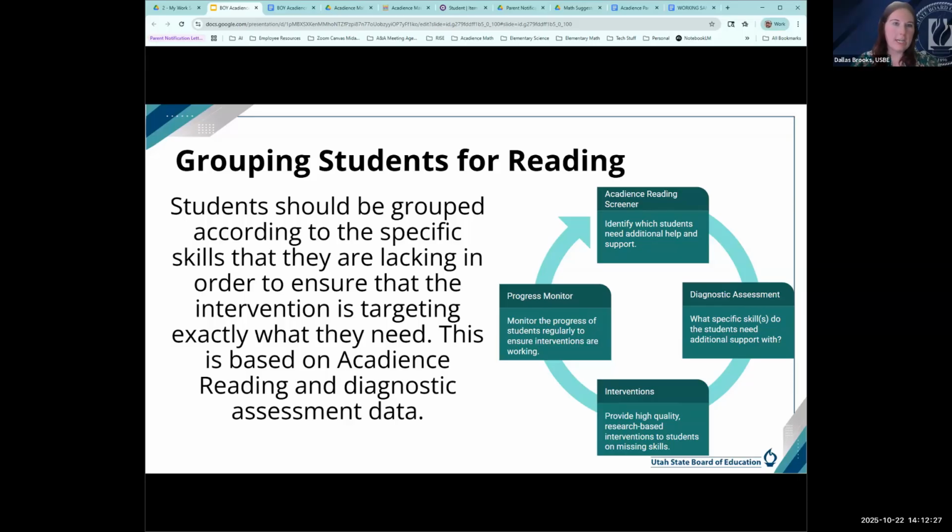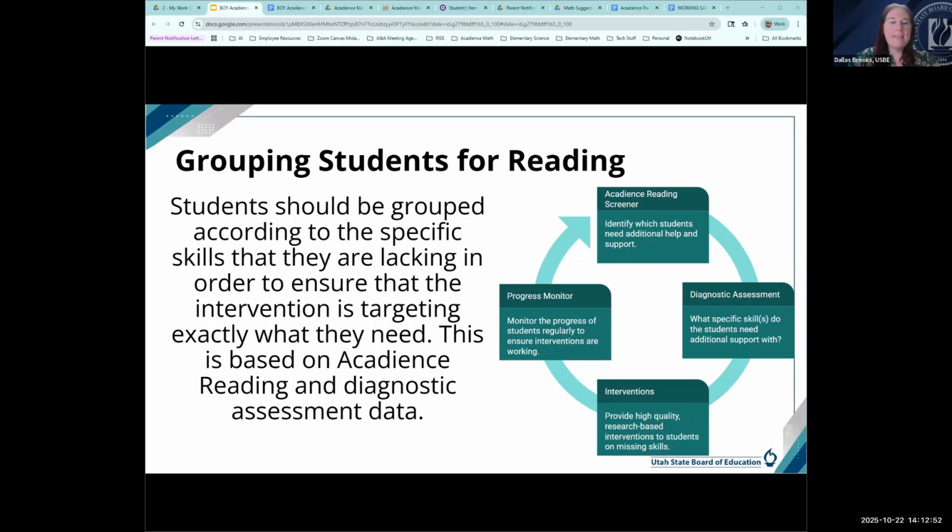This reading screener gives you a quick pulse on the class, on who needs help and who is on track for reading success. And just like Jared pointed out, we have that composite score, which gives us our first indicator. We can always look into those submeasures to see if there's an area that students are still struggling with, and give them that extra help.